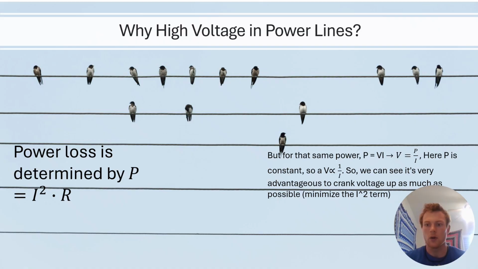I'll quickly get into why power lines have such high voltage. Power loss is determined by P equals I squared times R. So you can see here that a big current is not very advantageous because that will crank up our power loss by a lot. I also know that power is equal to V times I, so V is inversely proportional to I. Therefore, if we have a higher V, we have a lower I. So just make the V as ridiculously high as possible, lower I as much as possible. It's going to be the same power because P equals VI and it will be good.